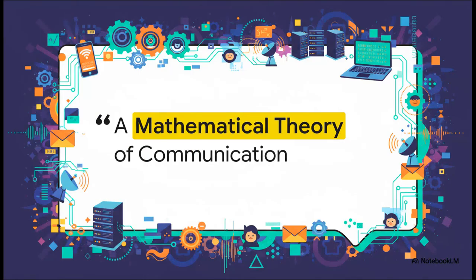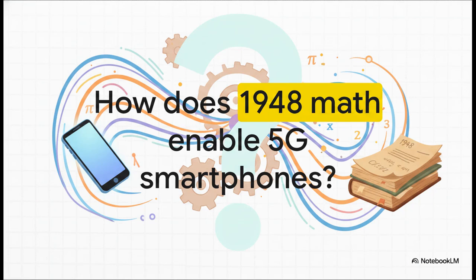Back in 1948, Shannon published a paper with this exact title, A Mathematical Theory of Communication. It is not an exaggeration to say that this single document laid down the foundational mathematical laws of digital communication. It governs literally every piece of technology we've talked about today. Which leaves us with this final provocative thought. How exactly does a mathematical theory written on a piece of paper in 1948 make the modern 5G smartphone sitting in your pocket right now entirely possible?